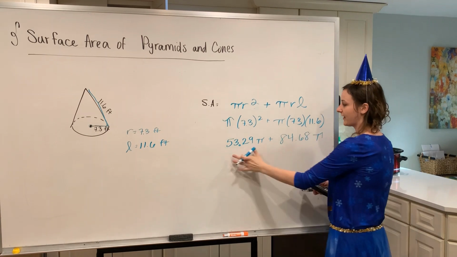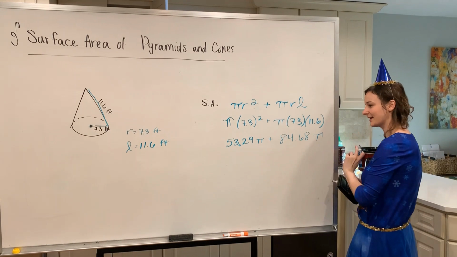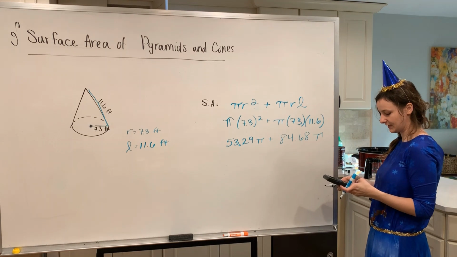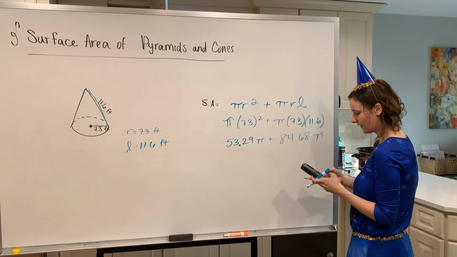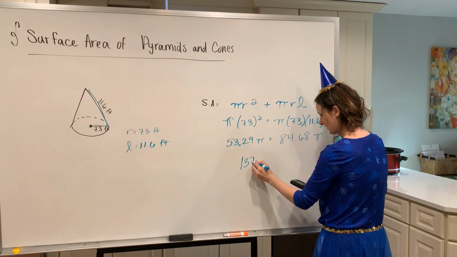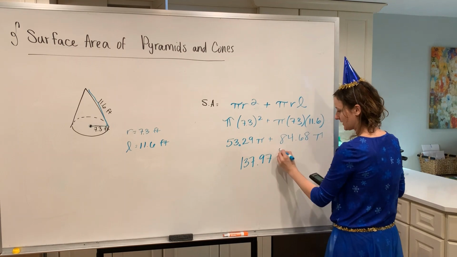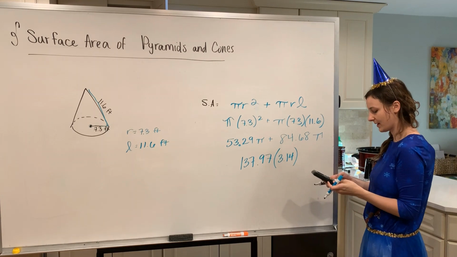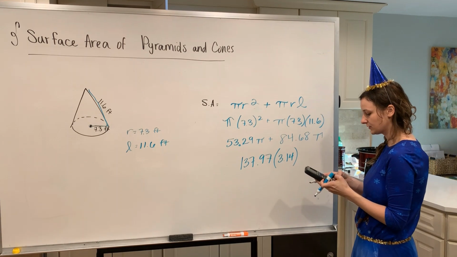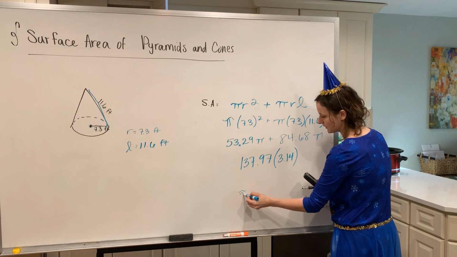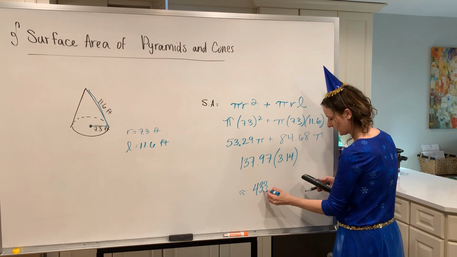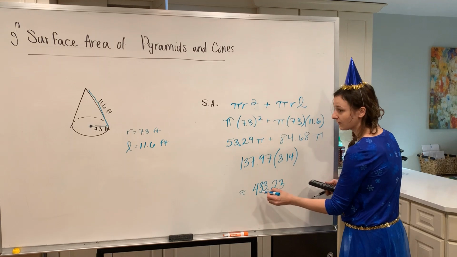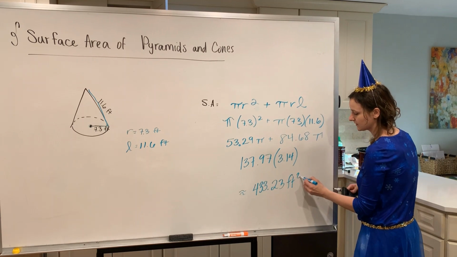Okay? Which now, if I have my big old pi party again, I can add them together. 53 29/100 plus 84 68/100 for a grand total of 137 97/100 times pi, which you can use 3.14 to represent pi, or the pi button on your calculator. I'm going to use 3.14, so I should get a total surface area of 433 point, and you can round to the nearest hundredth, 23, and my units here are going to be feet squared.